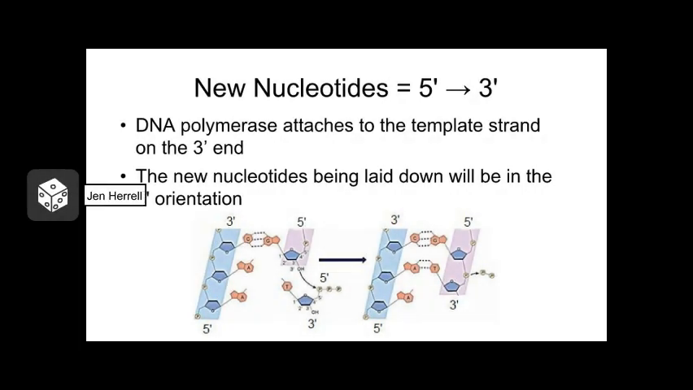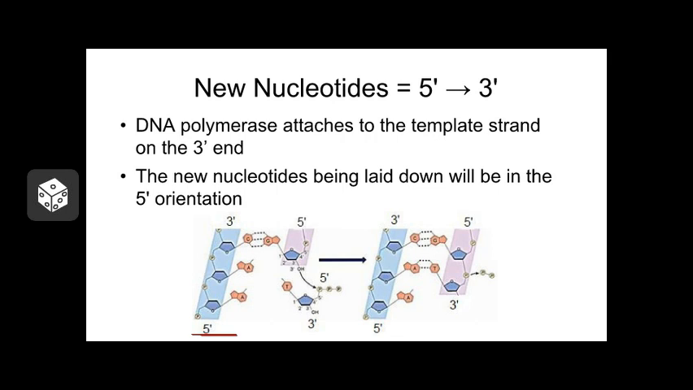This 3' 5' stuff can be really confusing. Because while the DNA is going to be read in the 3 to 5 prime direction, new nucleotides are going to be laid down by the enzyme in the opposite orientation, from 5 prime to 3 prime. Let me show you what I mean.